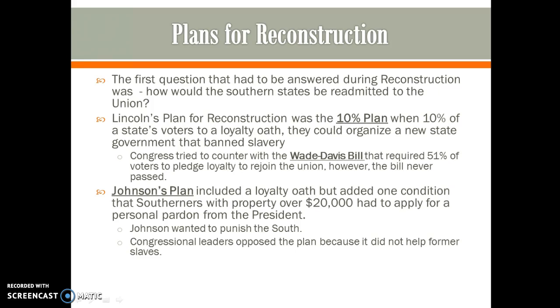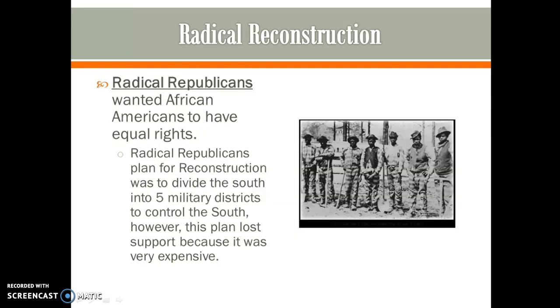Johnson's plan included a loyalty oath but added one condition: that Southerners with property over $20,000 had to apply for a personal pardon from the president. Johnson wanted to punish the South. Congressional leaders opposed this plan because Johnson's plan did not help former slaves.